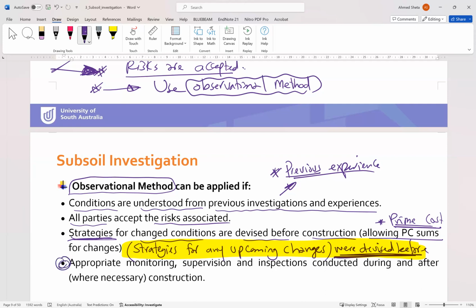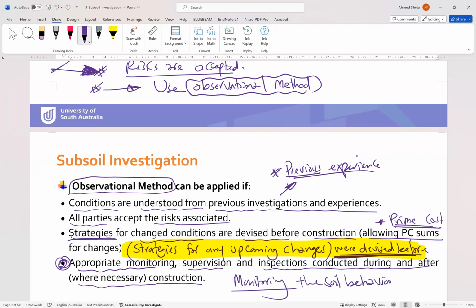And the most important point is we need to have appropriate monitoring, supervision and inspection conducted during and after construction. So we need to keep monitoring the soil behavior during all the processes, during the design, during construction, and even after construction. So this is the observational method and when to use it.